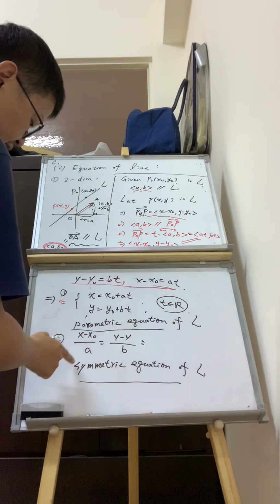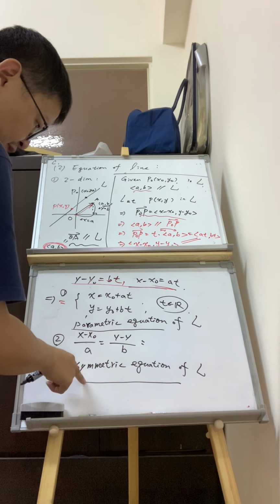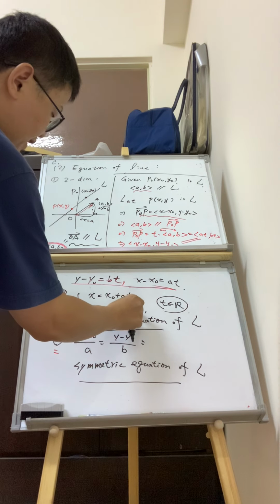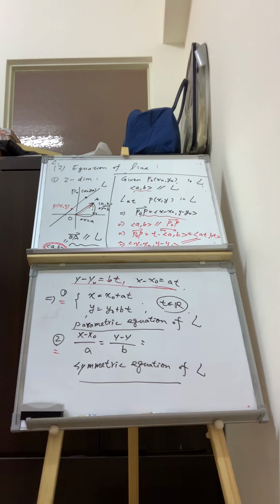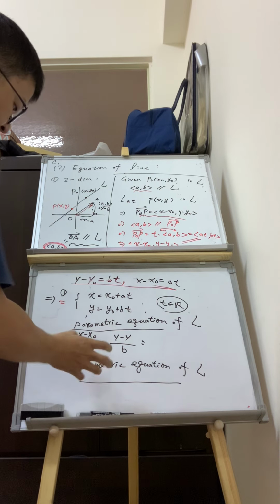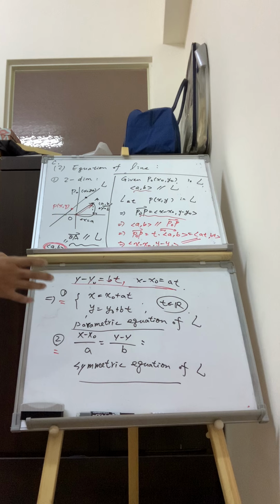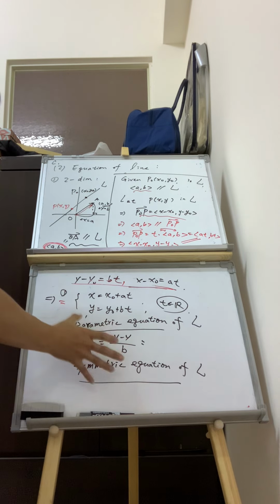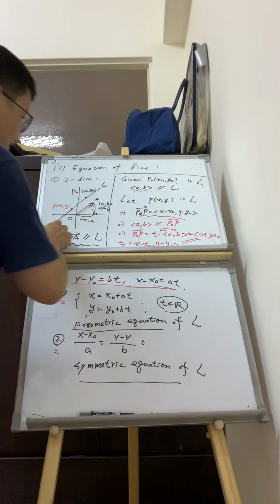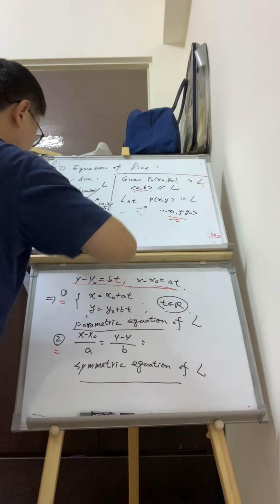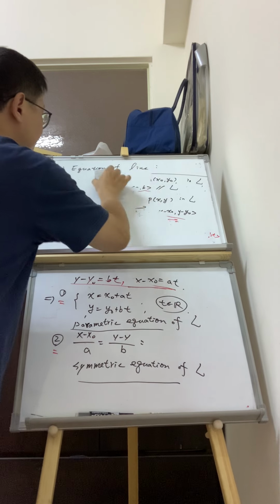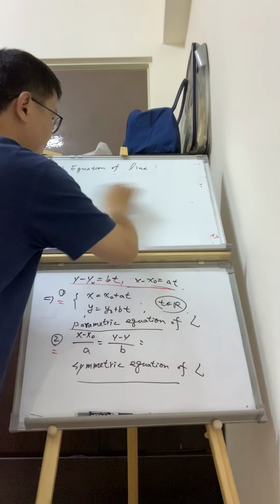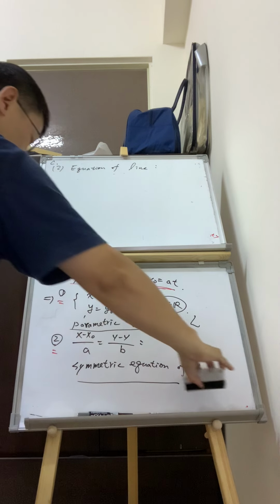And for the symmetric equation, we skip the parameter t. We will talk about the symmetric equation again in chapter 11. Now I tell you the three-dimensional case. It will be similar and follow the same argument.